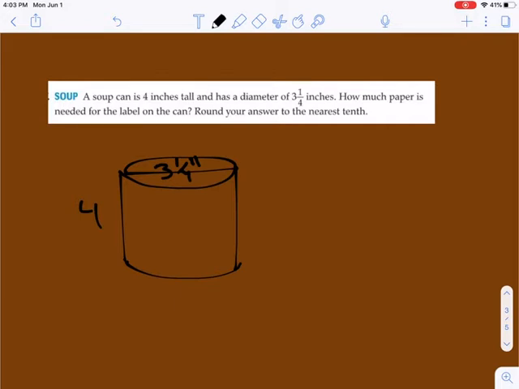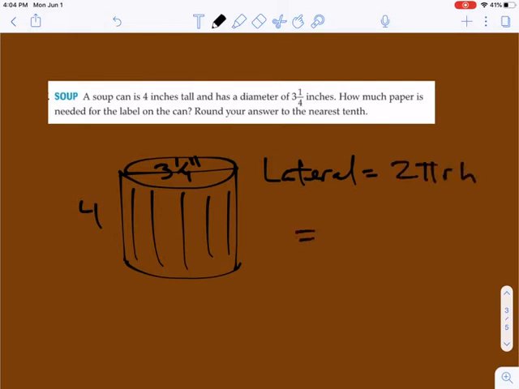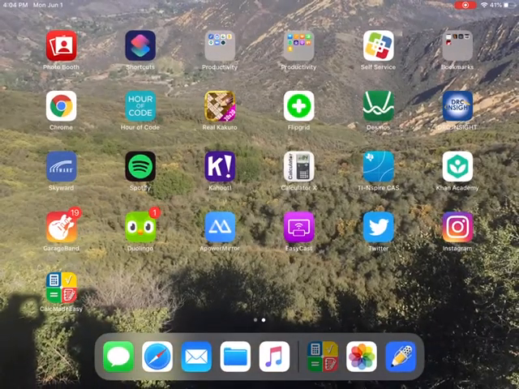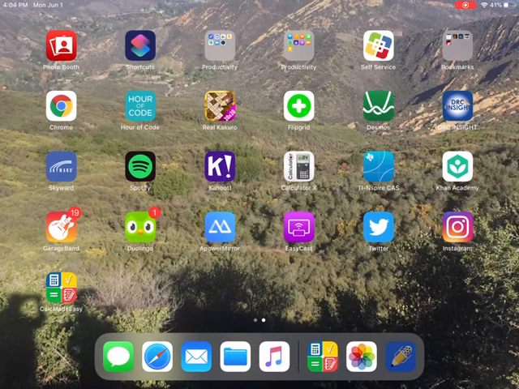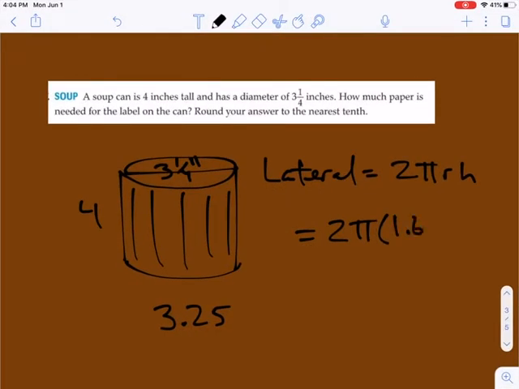So think about what they're asking you. They're not asking you to find the entire surface area of this. They just want to know the area of this. Well, that's the lateral area, and so for the lateral area, you just need to know that 2 pi r h. So you start with 2, and then you have pi. The radius is going to be half of 3.25, so we take 3.25 and divide it by 2. We get 1.625, and then h is 4.